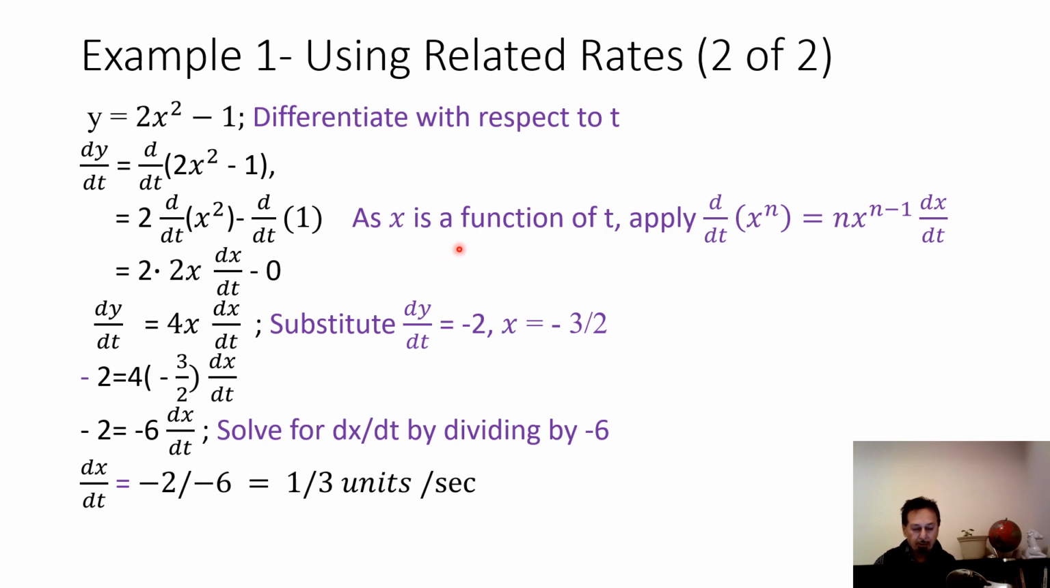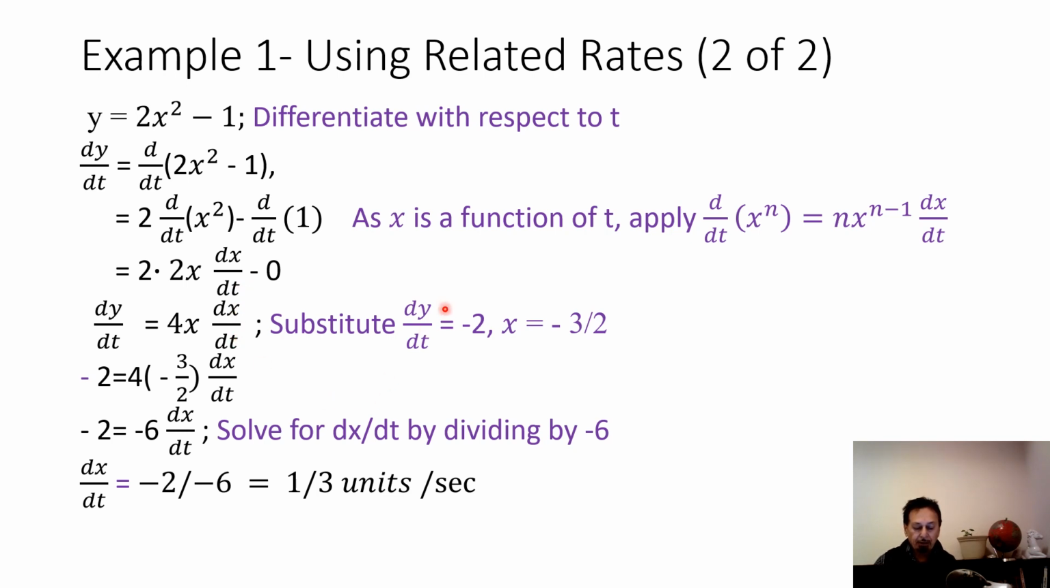As x is a function of t, we apply the chain rule. d over dt of x to the n equals n times x to the n minus 1 times dx over dt. So this becomes 2 times 2x times dx over dt. But d over dt of 1 is 0 because 1 is constant. Now we have dy over dt equals 4x times dx over dt.